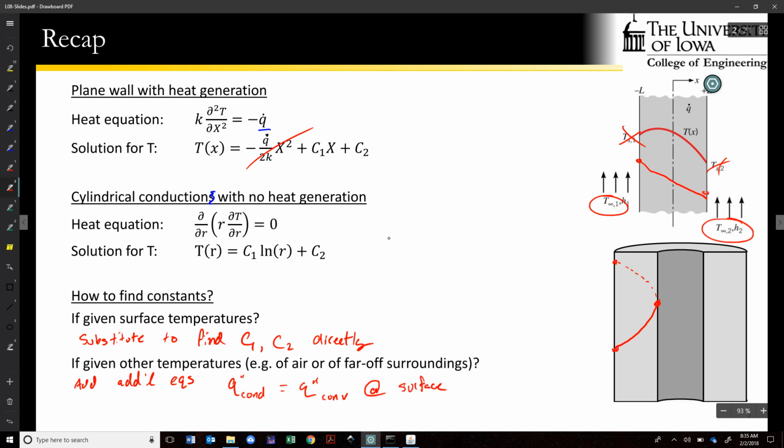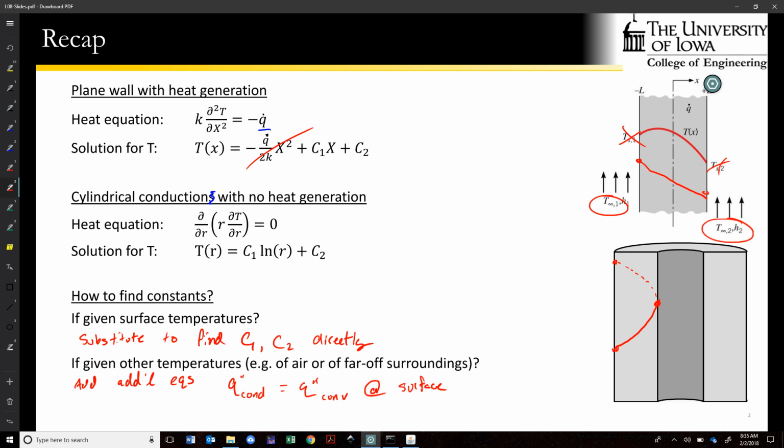And then we say, well, we know how to compute Q double prime conduction from Fourier's law. And this guy we can get from Newton's law of cooling, right? We have those rate equations from chapter 1, and that puts it into terms of temperature. So we end up with however many more additional equations we need to solve for those extra unknowns. And so it just becomes a matter of solving those simultaneous equations.